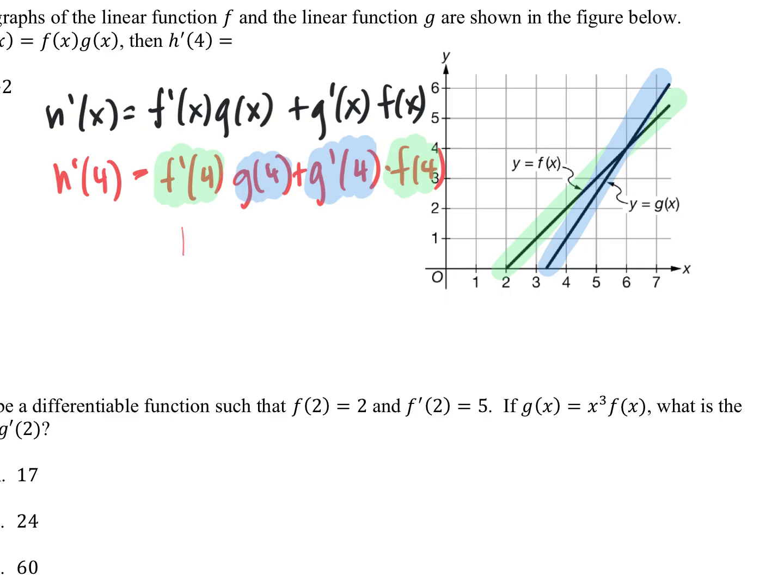1. Okay. G of 4. What do you think they're asking for if they want g of 4? The point, the y at 4 of the g graph. G is blue. When x is 4, what's my g?